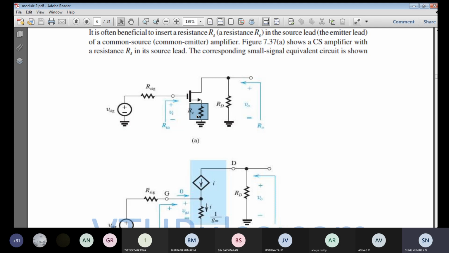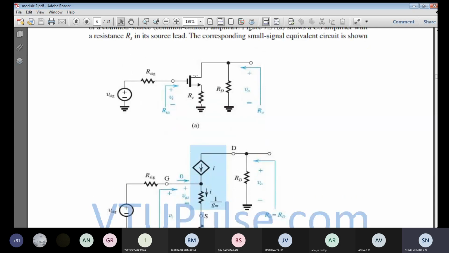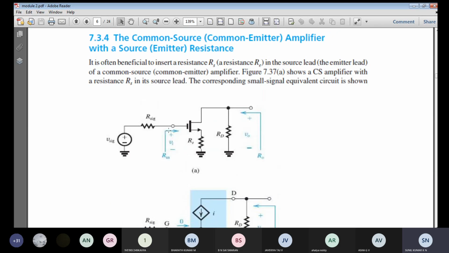So with the inclusion of this resistance Rs, what is going to change, we have to observe. For the time being, forget about the small signal model and just concentrate on this circuit diagram, common source with source resistance added. At the gate input we give a signal source along with a signal source resistance, and across the output we have a drain resistance Rd and the final output voltage.